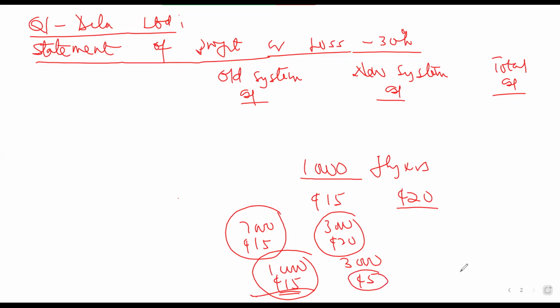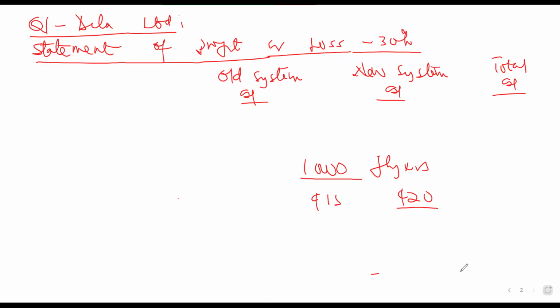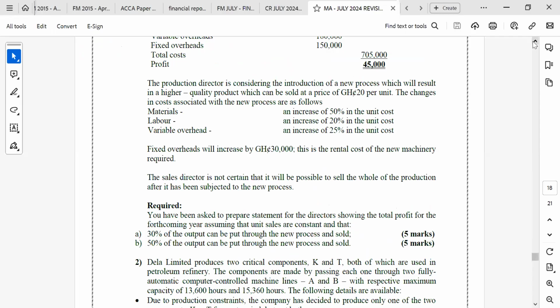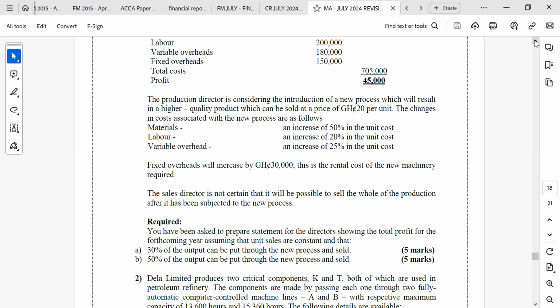I'll do it this way: if the new system is not there, this is the revenue. What is the additional sales that the new system will be bringing? We also do that, and then we come and do 70% for the old system and 30% for the new system. You have to get the same answer, so you have to choose the one that you are going to present. The question has given us the revenue already, so you can just reproduce whatever is here and move on.